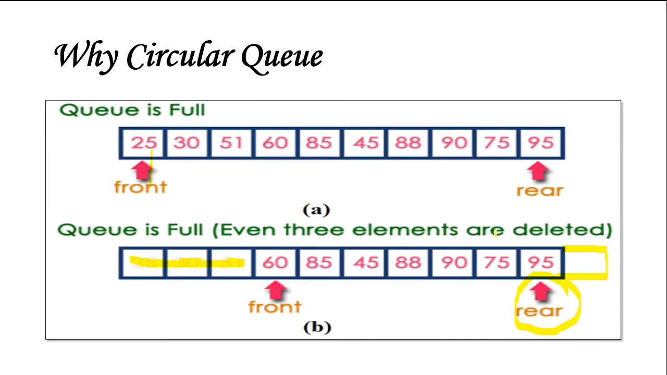This is the drawback of the normal queue. In order to avoid this, the last position will be pointing back to the front position, so that when you once again increment rear by 1, it will point to this position and you can insert the element over here.